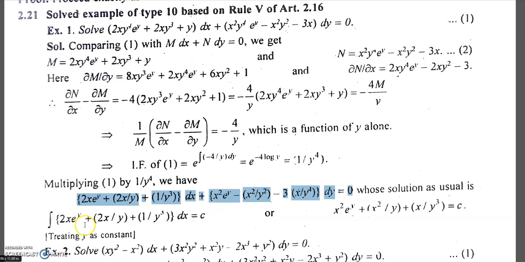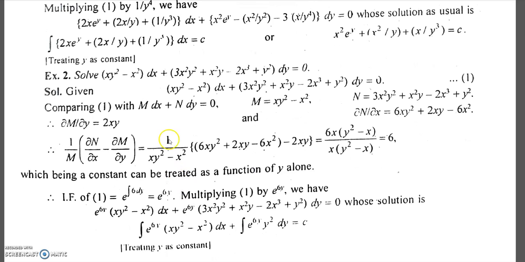So integration of m dx treating y constant plus integration of those terms of n which do not contain x. The first term contains x, the second term contains x, the third term contains x, so we need not integrate the second function. Okay, so our final answer is this, right?